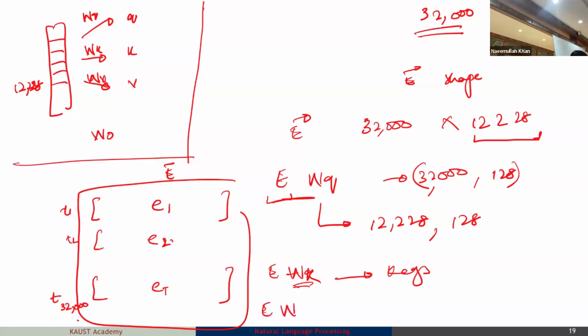Similarly, embedding with WV will give you values. And finally, you have a W out. I will not mention the size of W out yet. It will become clear in a bit. Just bear with me for a second.